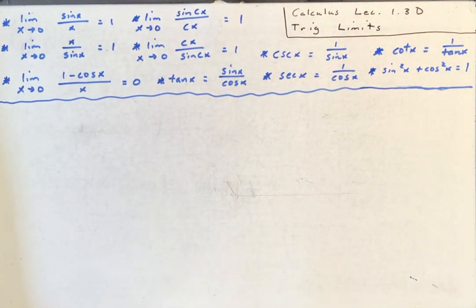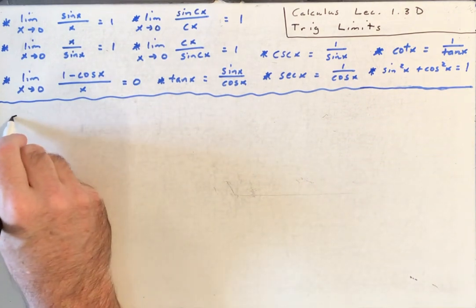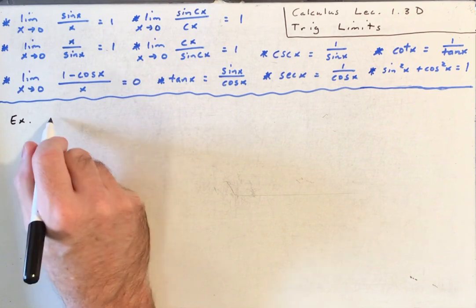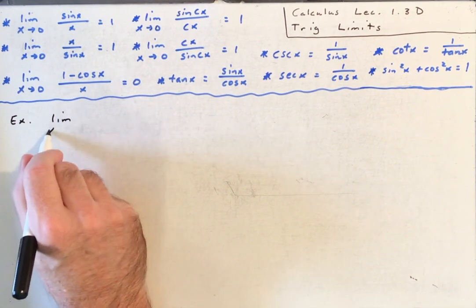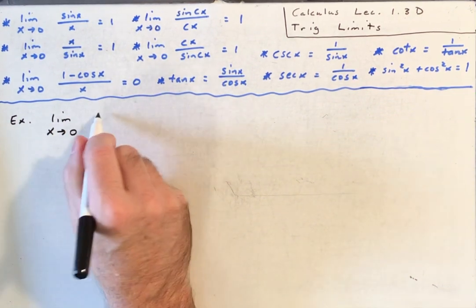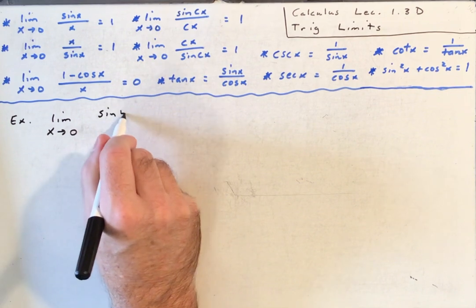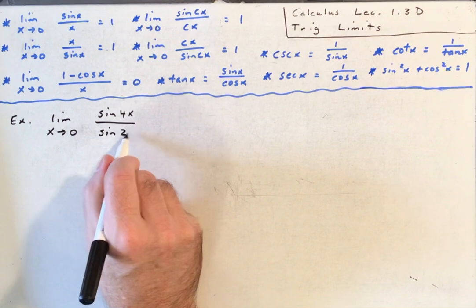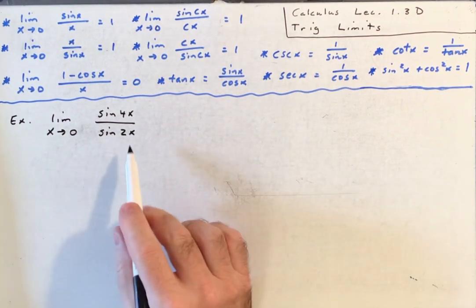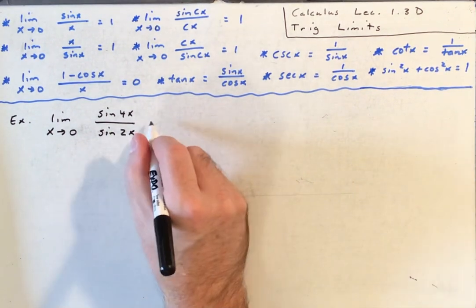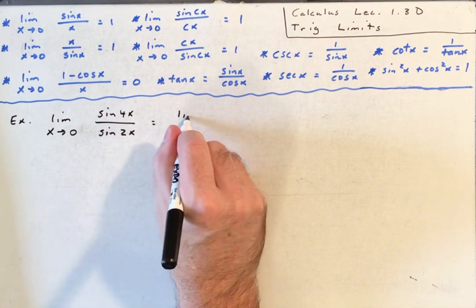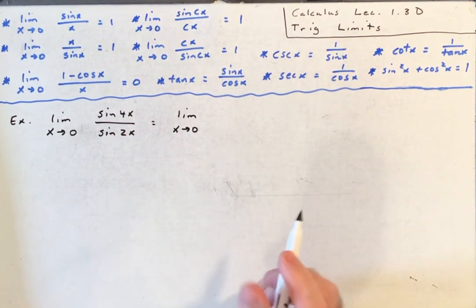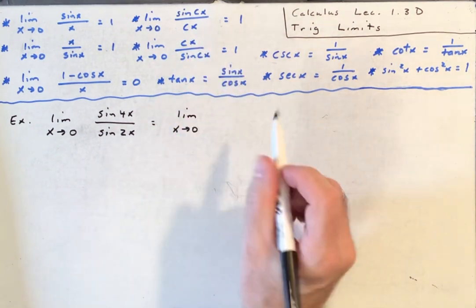All right, going to do a lot of examples today. Let's go for the limit as x approaches 0 of sine 4x over sine 2x. Now I want to write it so that it's the exact same equation, but break it up so that I know what to do in order to get what I need.